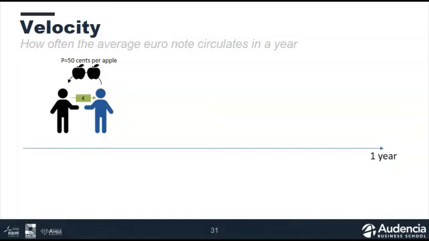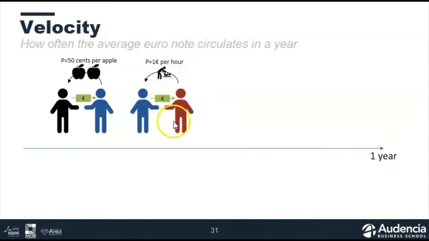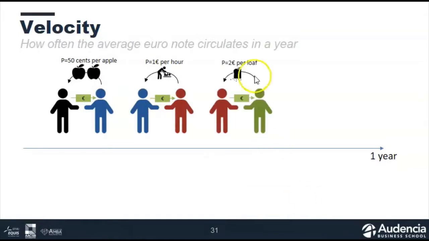Let's take a look at a very simple example. Here we've got a euro note that exists, and this person has the note, and they're going to exchange it with this person in exchange for 2 apples that cost 50 cents. The person that receives the note during this period of time is going to, at some point, exchange that euro note for, let's say, 1 hour of babysitting. So it's exchanged again, and the person receives 1 hour of babysitting, and they give the euro note in exchange for the babysitting.